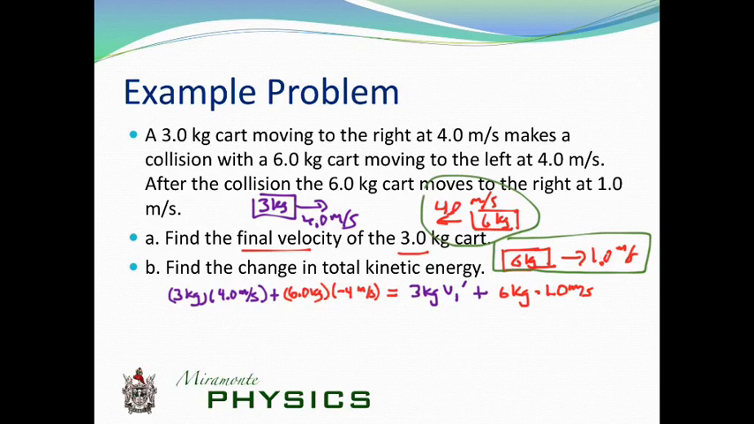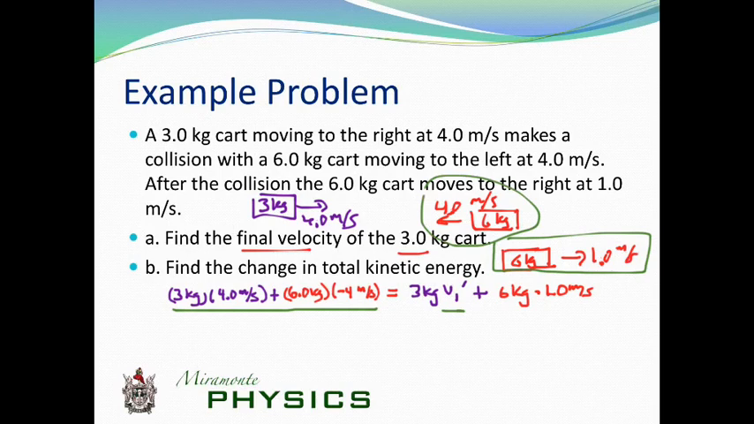Okay, so here is my equation. I have 3 kilograms times 4 meters per second. That's positive because I'm defining to the right as positive. Plus 6 kilograms times negative 4. This is the original, initial momentum of the system. Notice I have a negative 4 because that one is moving to the left. And that's going to equal 3 kilograms times v1 prime. I'm trying to solve for v1 prime. Plus 6 kilograms times positive, because it's moving to the right, 1.0 meters per second.